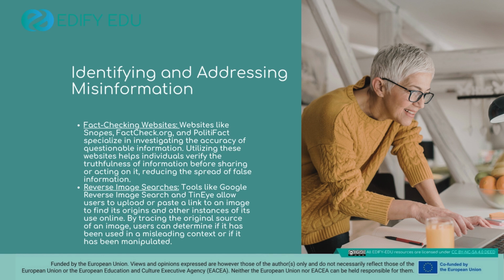Tools such as Google Reverse Image Search and TinEye allow users to upload or paste a link to an image to find its origins and other instances of its use online. By tracing the original source of an image, users can determine if it has been used in a misleading context or if it has been manipulated. This helps in identifying doctored images or images used out of context.